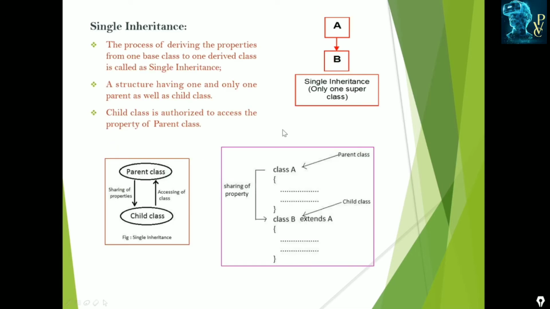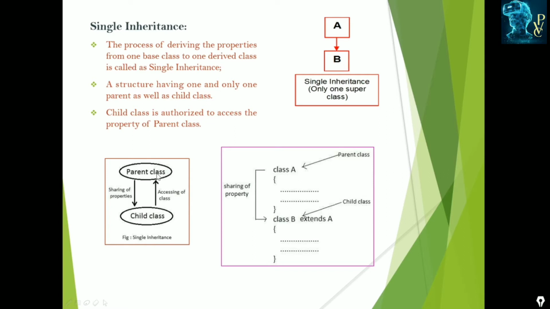Single inheritance. Single inheritance means only one parent class and one child class. A child class derived or created from a parent class is known as single inheritance. One new class derived from one old existing class is called single inheritance. And the child class has the accessibility or authorization to access the properties of the parent class. The parent class shares its properties with the child class, and the child class accesses the members which are required from the parent class.